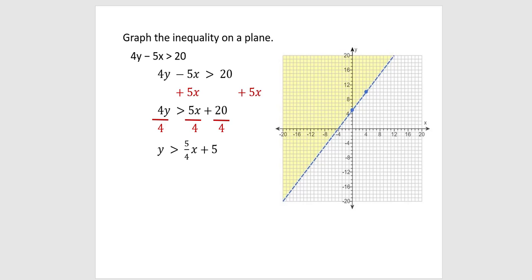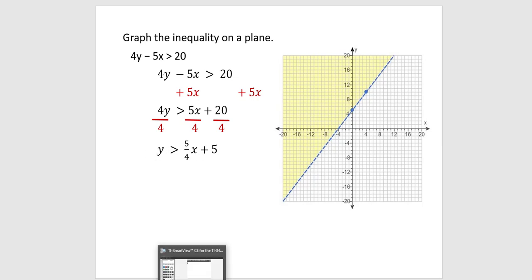It is in standard form and must be solved for y. Since y is on the left-hand side of the linear inequality, we need to move the 5x away from it. So we add 5x to both sides of the inequality sign to cancel the negative 5x on the left-hand side of the inequality. Then, since there is a 4y, we must divide both sides of the linear inequality by 4 to isolate the y term. This gives us the linear inequality in slope-intercept form.